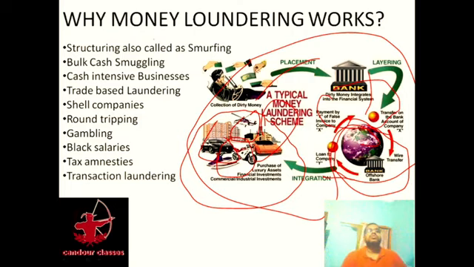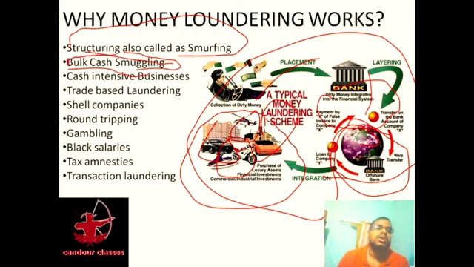Then structuring, also called smurfing. Then bulk cash smuggling. If you have so much money and you don't want to pay tax, you want to get rid of the tax procedure, then you can do this money laundering. So many people in India, just to save on tax, are doing this money laundering. Then cash intensive business. These are the reasons why money laundering occurs.